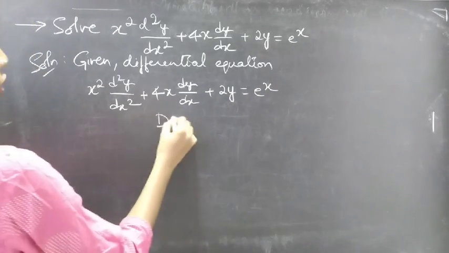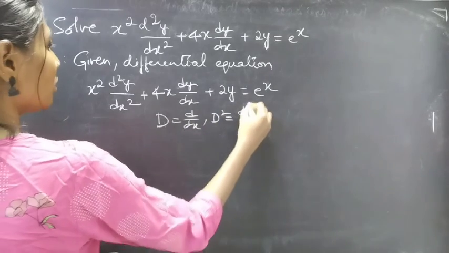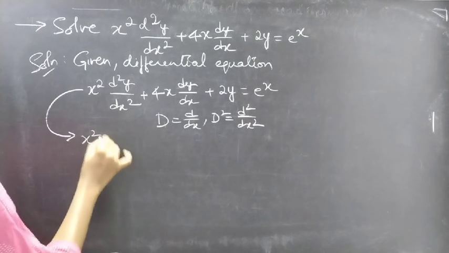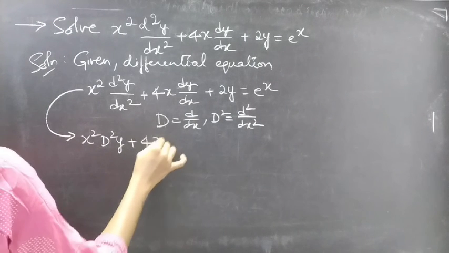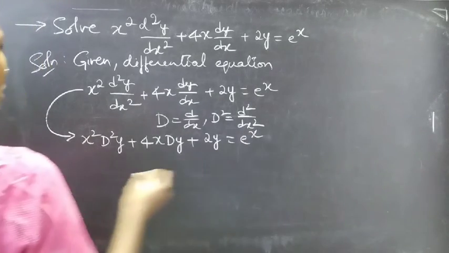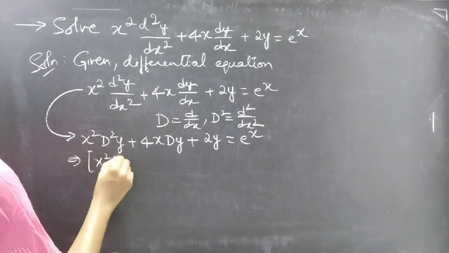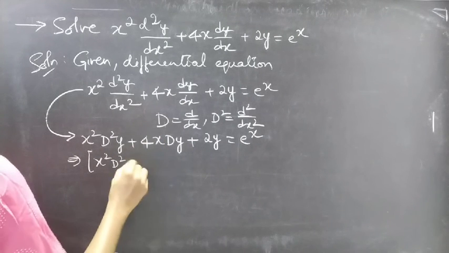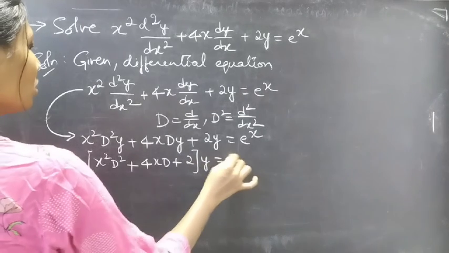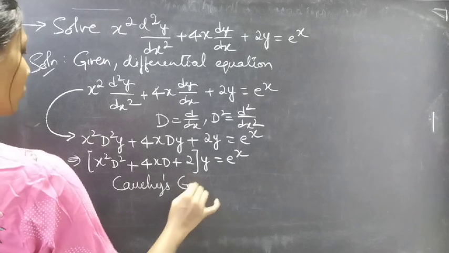We know that d is a differential operator with independent variable x. Then d square will be d square by dx square. Now we can write this equation as x square into d square y plus 4x dy plus 2y equal to e power x. Now take y common from all the three terms of LHS. We'll get x square d square plus 4xd plus 2 into y equal to e power x, which is a Cauchy's equation.